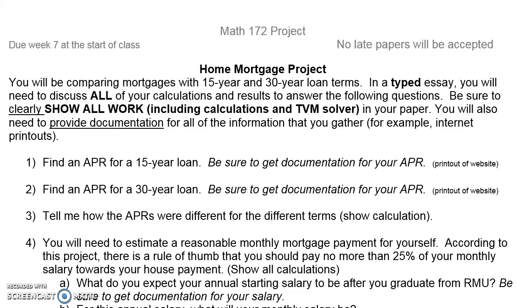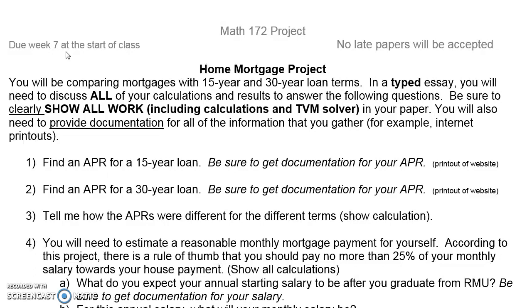Hi, Professor Smith here, and I'd like to talk you through the home mortgage project assignment, which is one of your experience-based learning activities that you will perform in this class. As you can see, it is due at the start of class in week 7, and I do not accept late papers, so please keep that in mind.